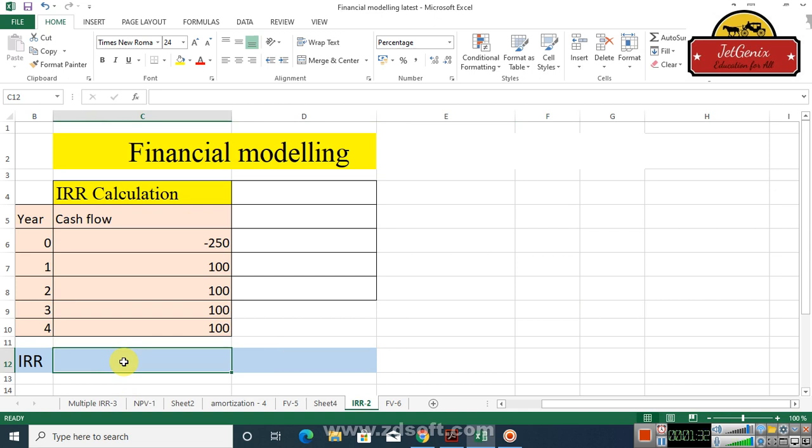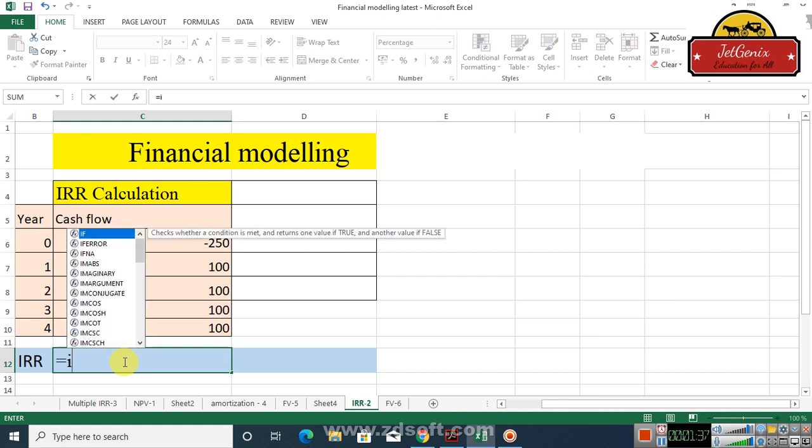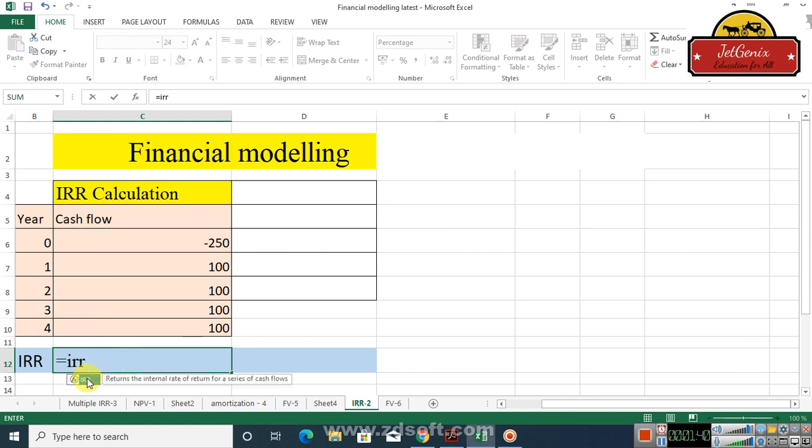First of all, type the equal sign here, and then you just type IRR. Okay, this is the IRR. Just double click it, and now you see we have two things here. Let me explain: the values and the guess. Values means the cash flows, the positive and negative cash flows that we have here in this column. We have to select it from here to here, and the guess I will explain in my next video when I calculate the multiple IRR.